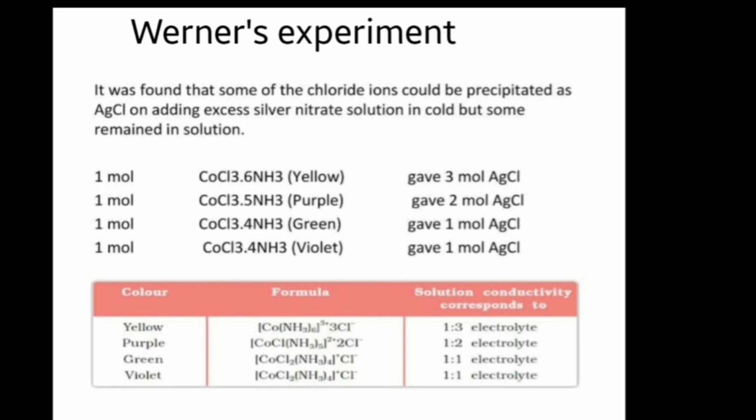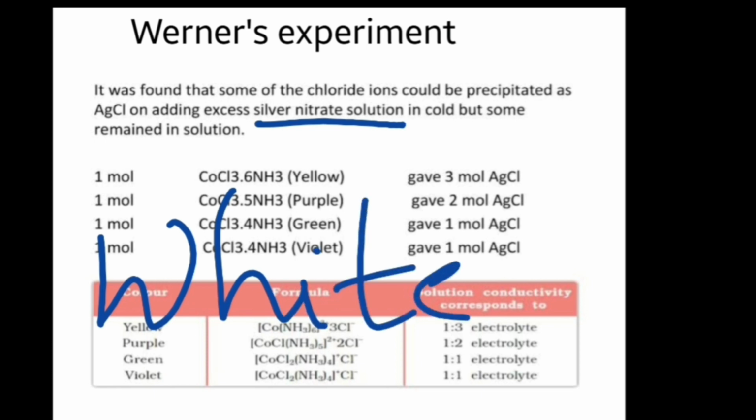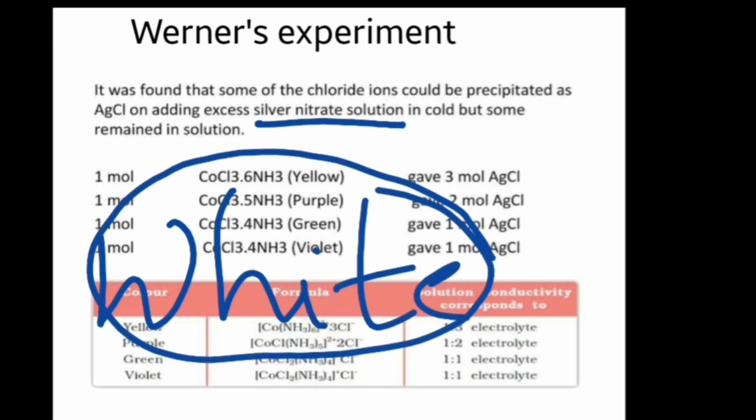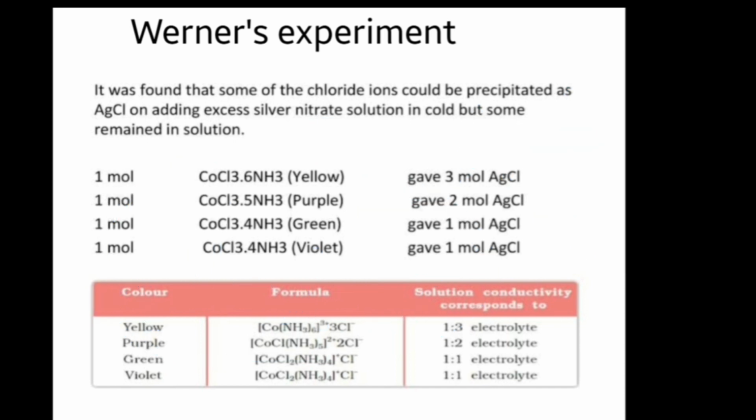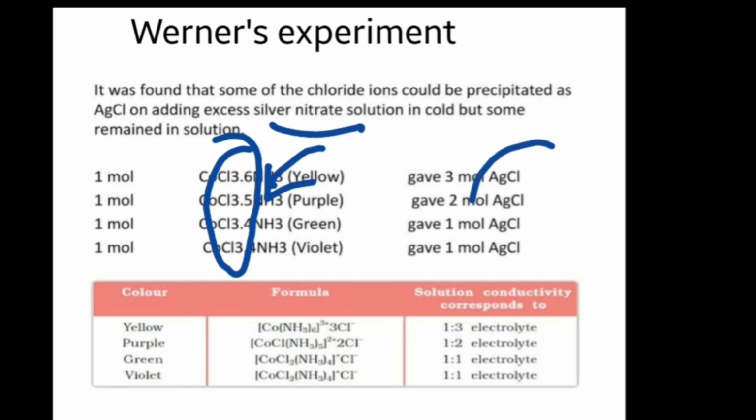And you know what he did? He added silver nitrate solution to these four compounds. In your first year, you would have done the confirmatory test for chloride ion, right? You took the solution of the salt and then you added AgNO3 to that. What happened? You got a white color precipitate, right? This white precipitate which you saw was silver chloride, AgCl. Even here, all these compounds contain chloride, right? To this, when you add silver nitrate, you will get AgCl.